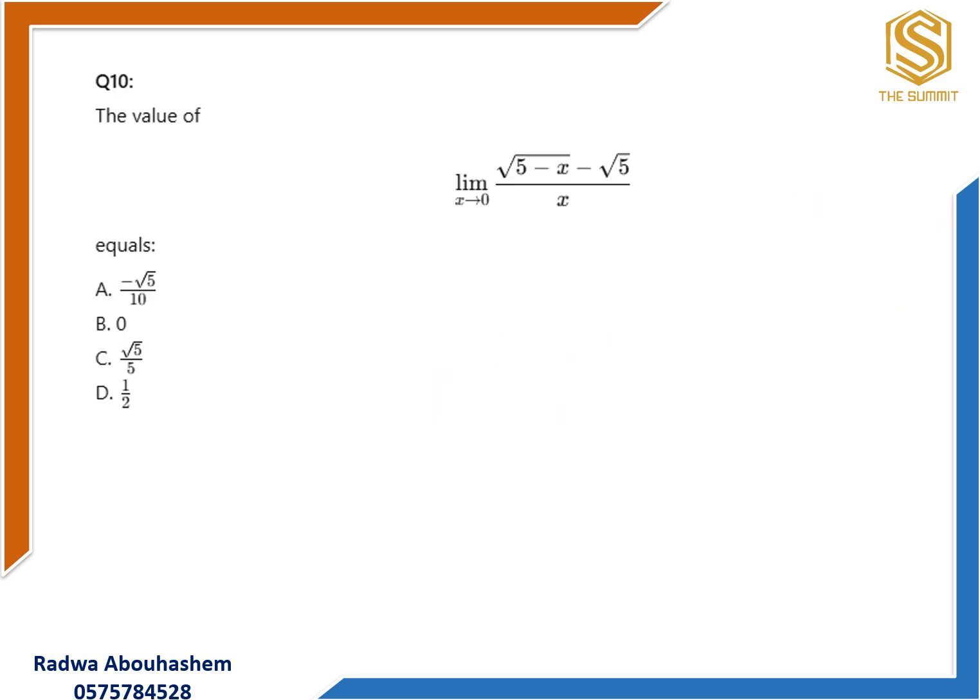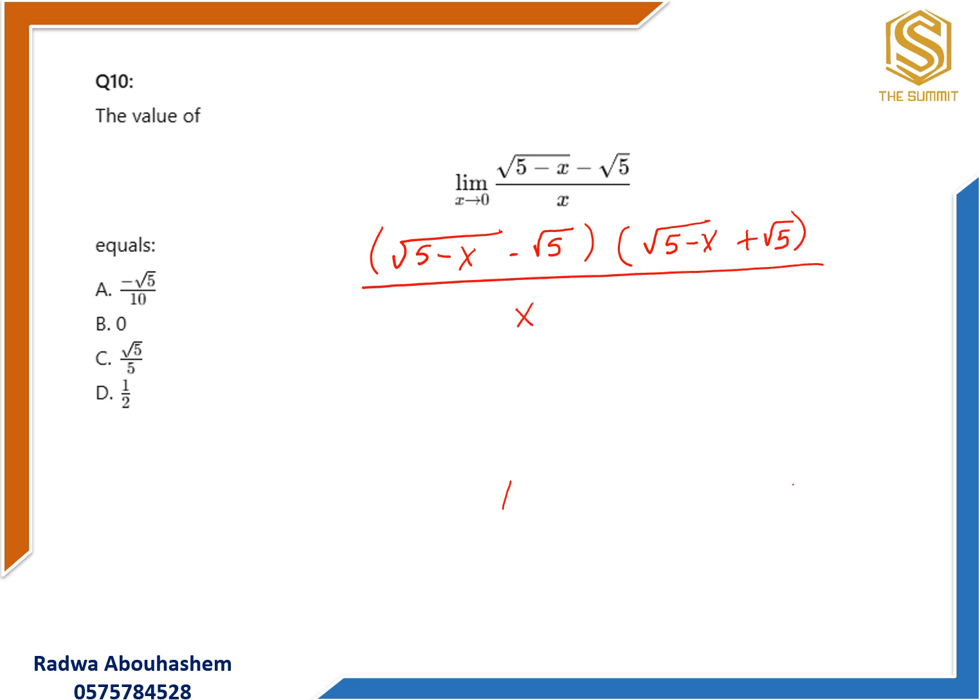Okay, let's take the limit here. X approaches 0. And you have a radical. So this means that you have to multiply by the conjugate. Again, conjugate means same numbers with a different operation in the middle. So here is the conjugate up and down.